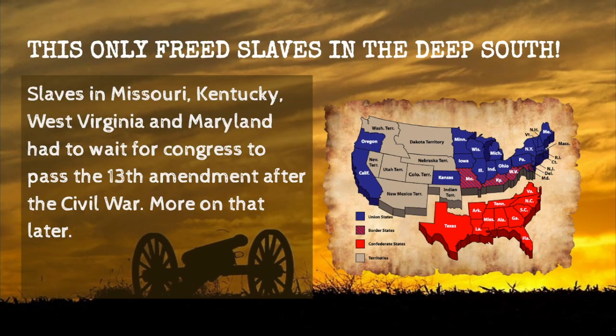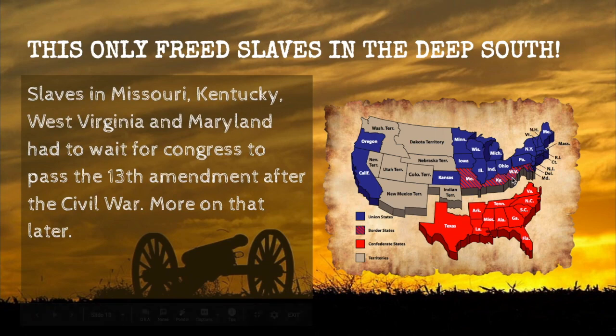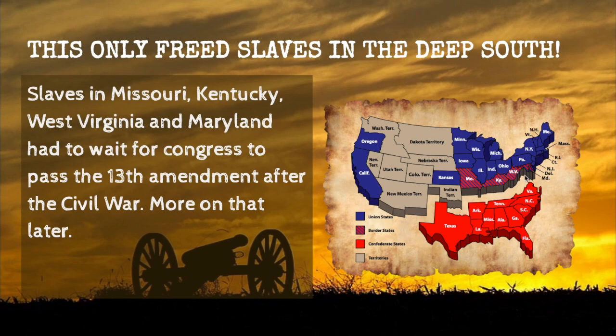Here's what it did. It only freed the slaves in these red states. It didn't free any slaves in these border states that were slave-holding states but did not join the rebellion. Those slaves had to wait until the 13th Amendment, which happened after the Civil War. We'll get more on how Congress was finally able to pass some pretty radical amendments. And it has to do with the fact that all these southern states weren't allowed to send representatives to Congress anymore because they were rebelling.